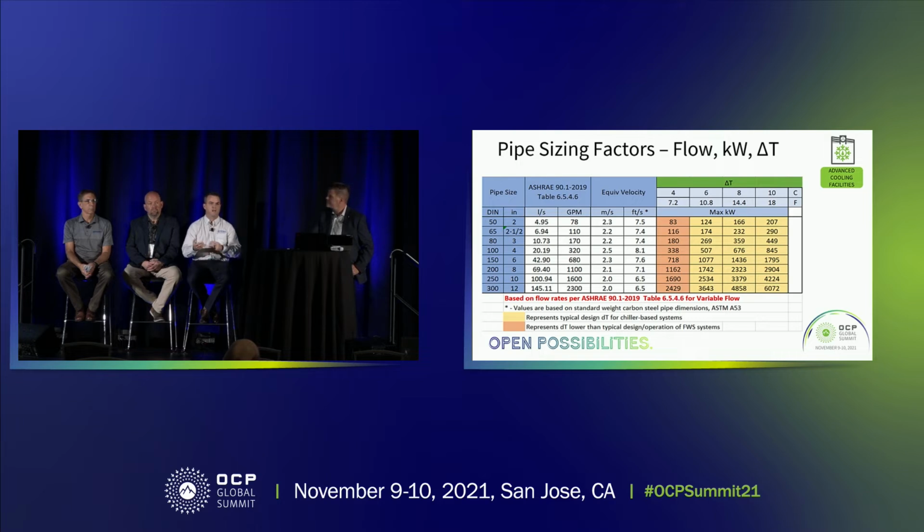Now, you can't come up with capacity if you only have delta T. You have to have flow rates. So where do the flow rates come from? That's where we link back to ASHRAE 90.1's energy standard, which actually has a chart of flow rates based on a given pipe size as a maximum allowable under the energy standard. So we basically use those flow rates combined with the delta T range that you see here to get capacities.